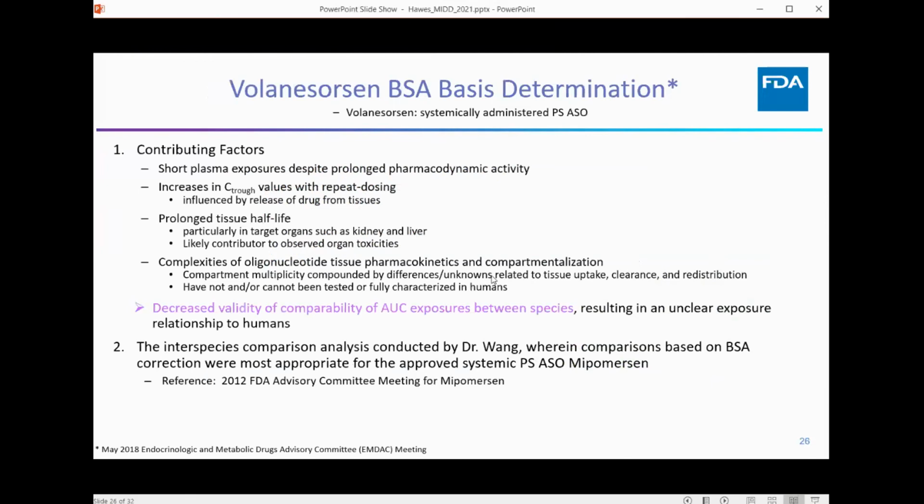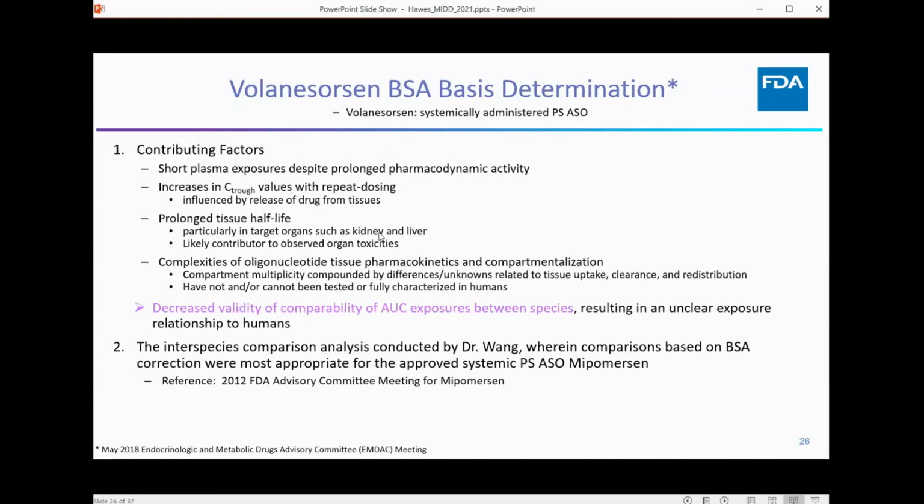So I'm going to share with you some observations from the Volanesorsen BSA basis determination as an example, and this can be found in the 2018 advisory committee document. This drug has several contributing factors similar to what I've just discussed, with short plasma exposures despite prolonged pharmacodynamic activity, increases in C trough values with repeat dosing, but where steady state wasn't achieved until 3 to 6 months later. It also had a prolonged tissue half-life, particularly in target organs of toxicity, such as the kidney and liver, and where the drug accumulation was considered to be a likely contributor to these adverse toxicities.